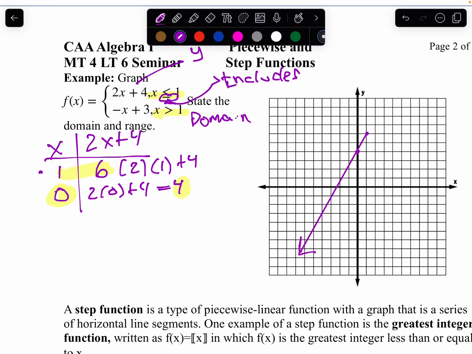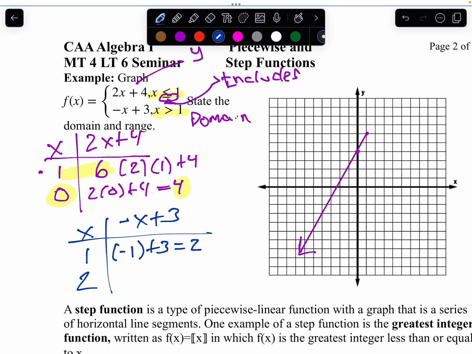Now I'm going to make a different table for my other line. So I'm going to do x, and I'll do negative x plus 3. Now I'm going to put 1 in my table, but I don't include it. And we'll talk about what do you do if you don't include it. What does that mean? And then I'll pick a number bigger than 1, like 2. So now I'll put that in. So I'll say that's the opposite of 1 plus 3. That gives me 2. Then I'll do the opposite of 2 plus 3. And that gives me 1.